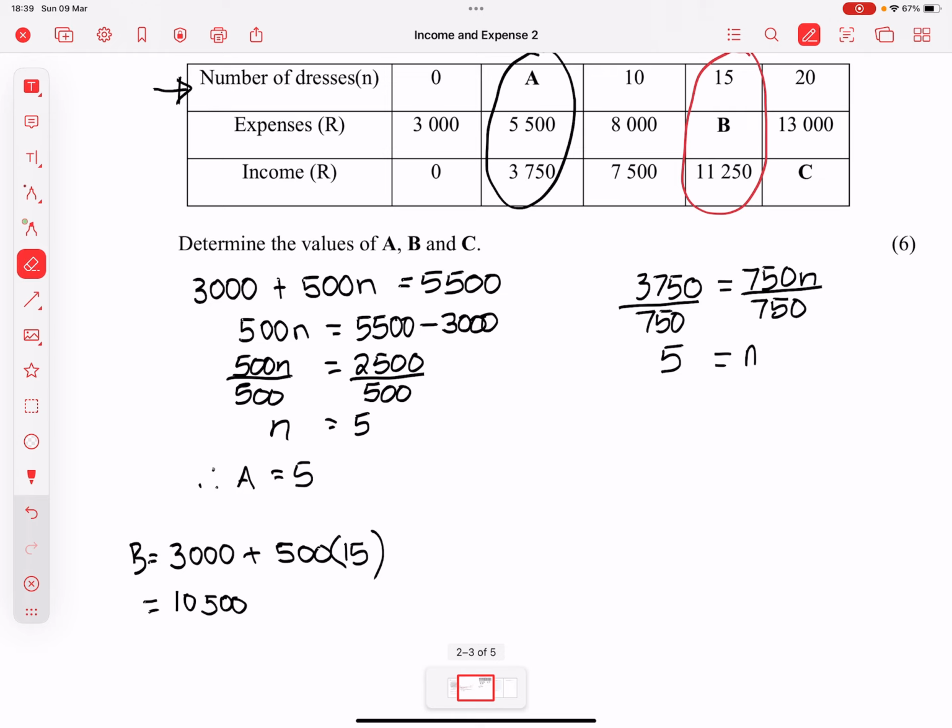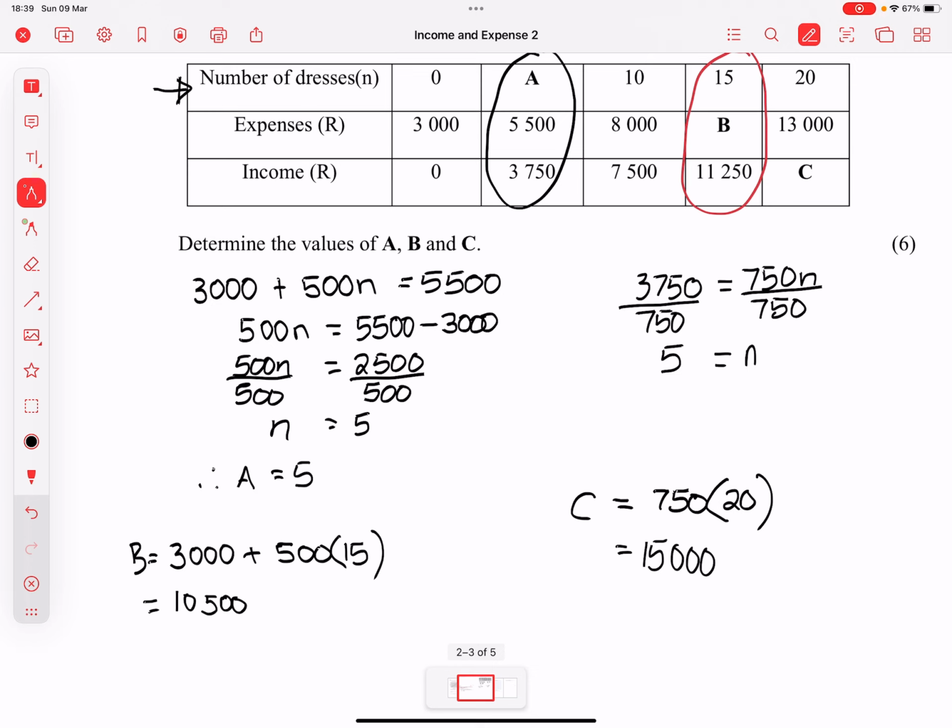So C, we're looking for income. So I'm going to use my income formula. I'm going to go C is equal to 750 times 20. Okay, and that will be 750 times 20. And that gives me 15,000.